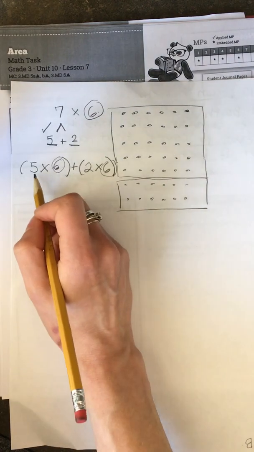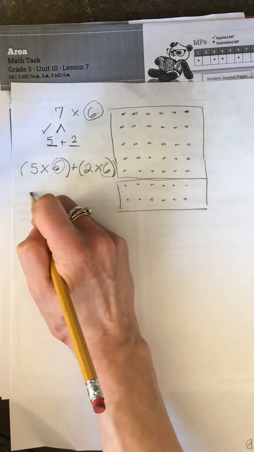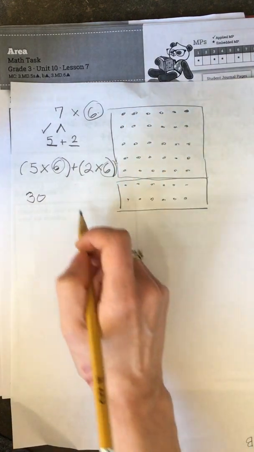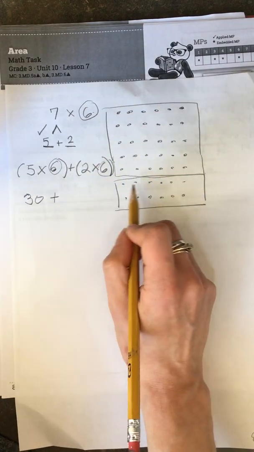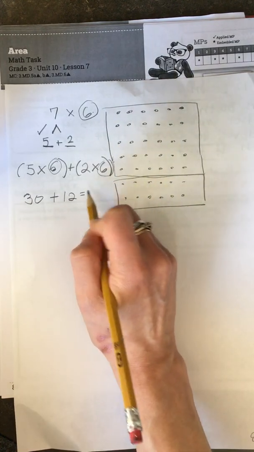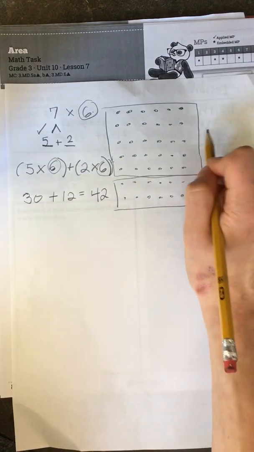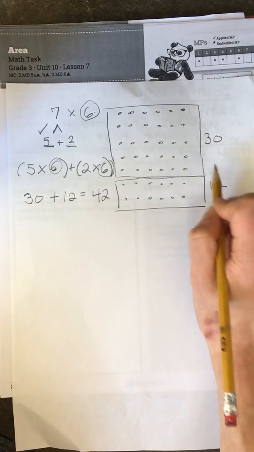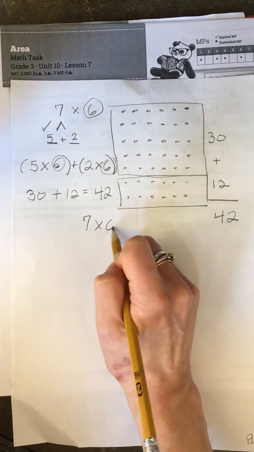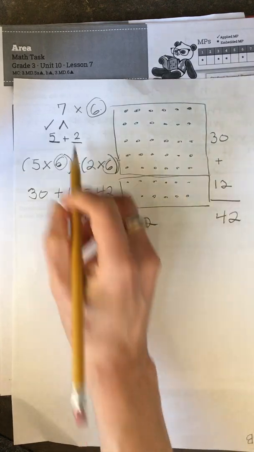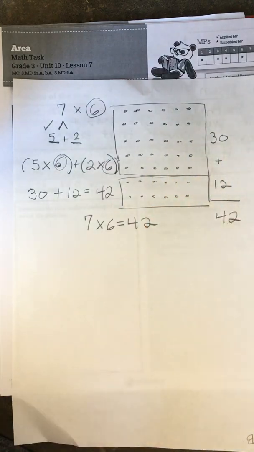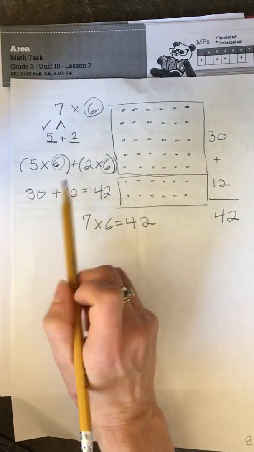So 5 times 6 is 30. 6, 12, 18, 24, 30. Plus 2 times 6, or 2 rows of 6, is 12. 6, 12. And I know that 30 plus 12 is 42. I have 30 here, I have 12 here, and those added together is equal to 42. And I know that 7 times 6 is also equal to 42. All I did was take my 7, I broke it up into 2 addends so that I can have kind of a new problem to solve, okay?